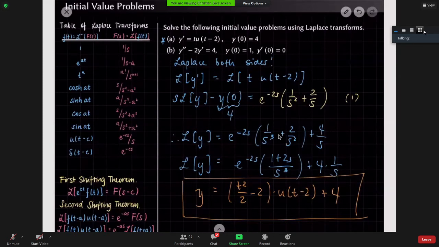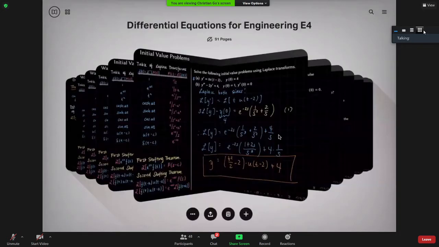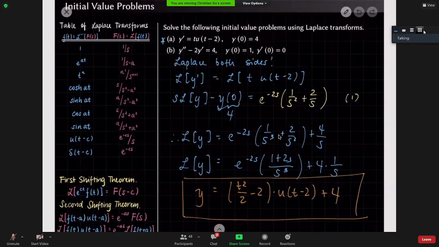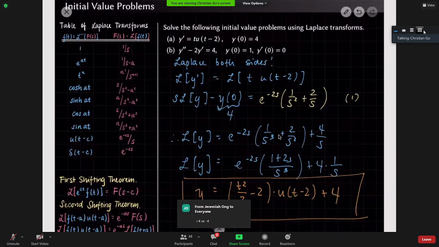Any questions? Let's move forward. For B, let's do B. The starting point is the same, right? We Laplace both sides. This is plus 4 because it was minus 4 on the left, so to move it to the right, it becomes a plus 4.